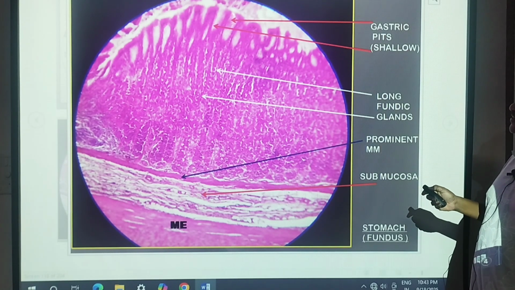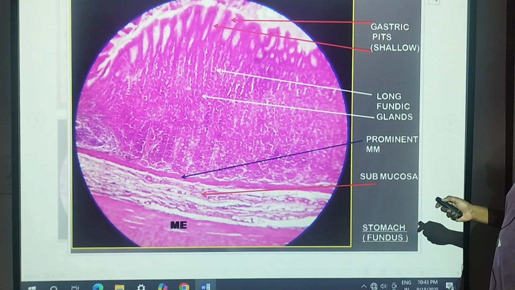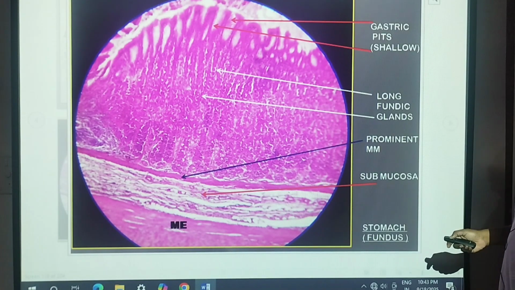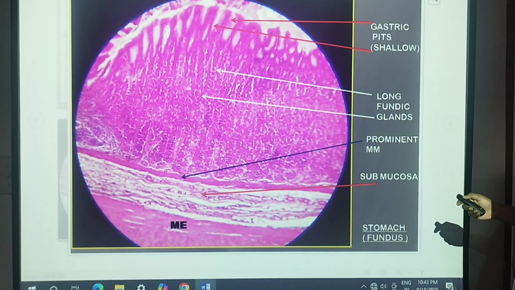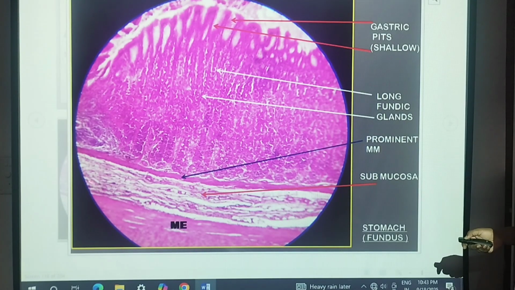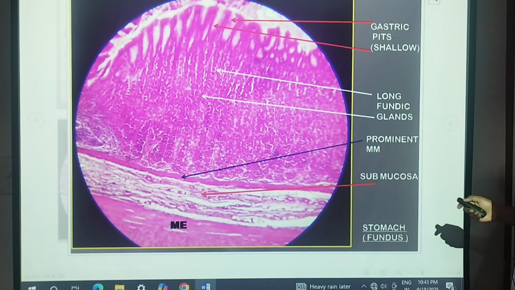You can compare the gastric pits with the muscularis mucosae. You can see the well developed muscularis mucosae. With this level, if you see the gastric pits, they are very shallow. You have to compare the depth of the gastric pits with the muscularis mucosae. So it is very shallow.